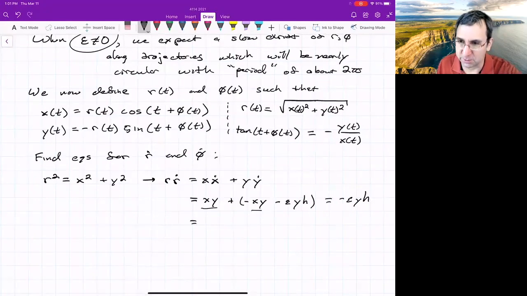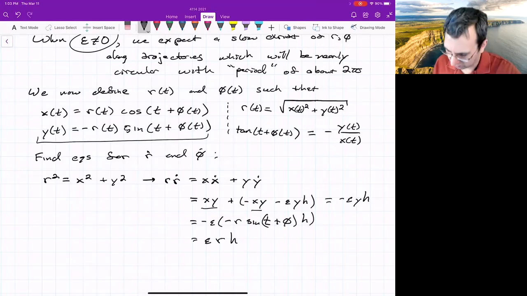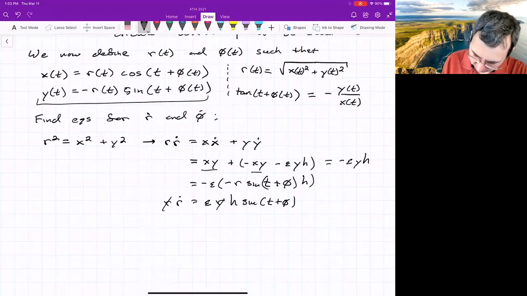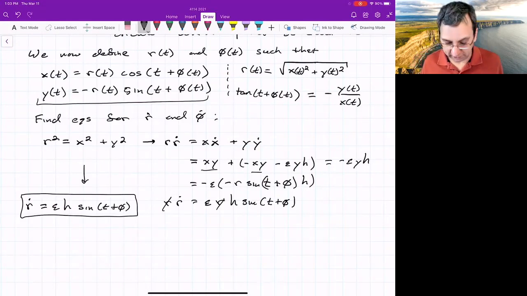But we'll write that in terms of our assumption of what y looks like. So this looks like negative epsilon, negative r sine of (t plus phi), times h. These two minus signs cancel out. We get epsilon r h sine of (t plus phi). Okay, and this was r times r dot. Cancel out the r's. So this leads to r dot equals epsilon h sine of (t plus phi). It's an ODE for how r evolves.